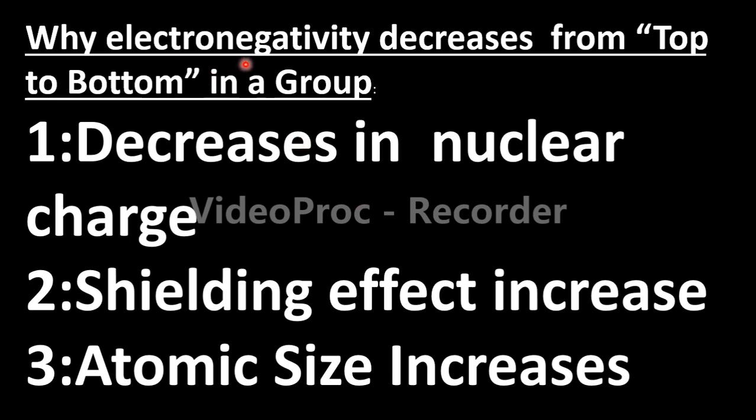Electronegativity is the ability of an atom to attract the shared pair of electrons toward itself. So the ability of the atom decreases to attract the shared pair of electrons toward itself because the electron is further away from the nucleus. As the electron goes further away from the nucleus, the ability to attract the shared pair of electrons toward itself decreases. That means the atom's ability decreases.